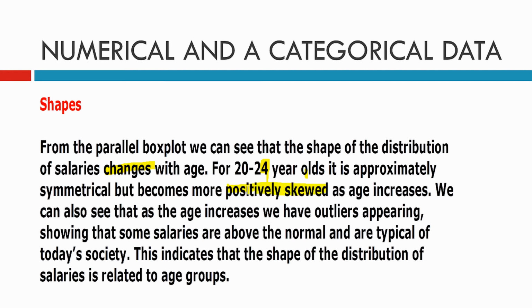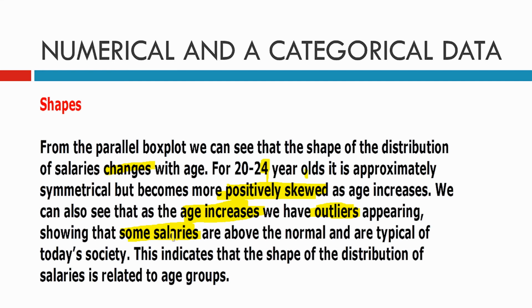If we look at the box plots again, we've got a big whisker coming to the right, so that means it's positively skewed, and we also know that the median was to the left. We can also see that as age increases, we have outliers appearing, and we saw that for the 50 to 65, there were those 3 dots, they were the outliers. And this is showing that some salaries are above the normal and are typical of today's society.